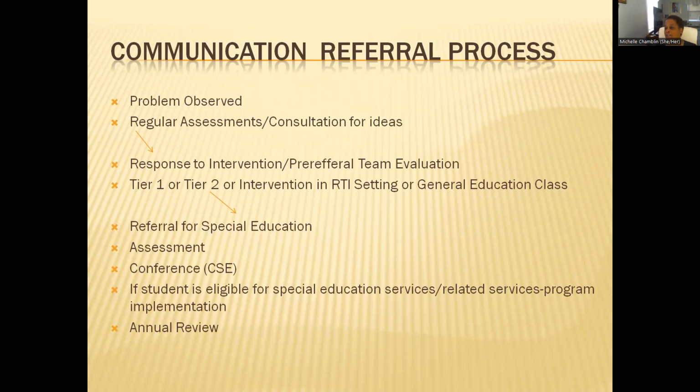And then after we have all our assessments, we have a CSE meeting. So it is the Committee for Special Education. And we have that meeting where we talk about the assessments. You as the general ed teacher are a part of that committee. And here is where things are really important.